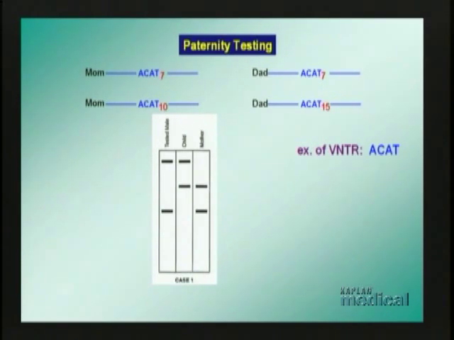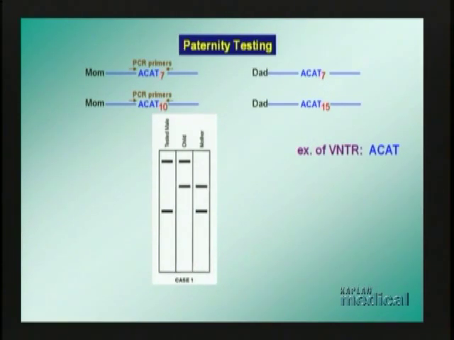So how do you do this again? You have to add primers that flank the ACAT. If you add primers in a test tube with the mother's chromosomes, the primers will base pair on the flanking sides of the ACAT, and by PCR reaction, the ACAT will then be amplified. There'll be a 7-mer coming from one of the chromosomes, and a 10-mer coming from the other chromosome in the mother.